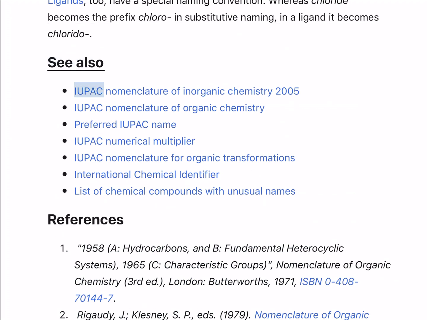See also: IUPAC Nomenclature of Inorganic Chemistry 2005, IUPAC Nomenclature of Organic Chemistry, Preferred IUPAC Name, IUPAC numerical multiplier, IUPAC Nomenclature for Organic Transformations, International Chemical Identifier, List of chemical compounds with unusual names.